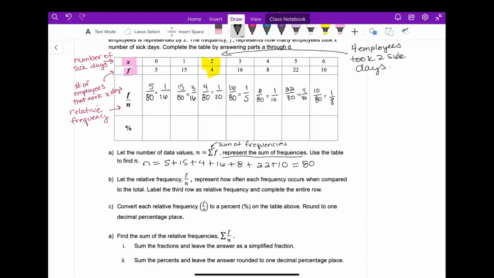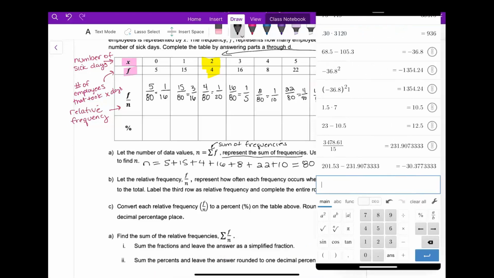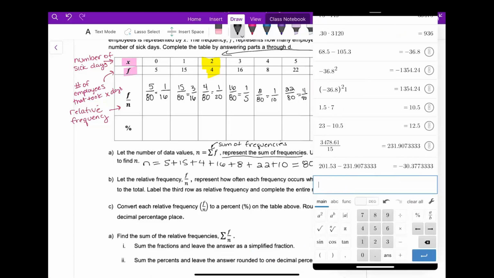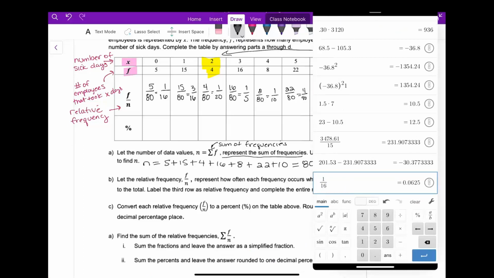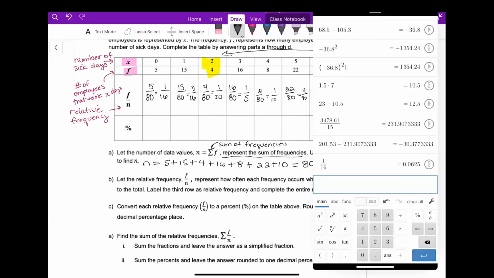Part C, convert each relative frequency to a percent. Round to 1 decimal percentage place. So we're going to take our 1/16 and we are going to use a calculator. So I have 1 divided by 16. Remember, we need to divide, and then we are going to convert to a percentage. So I'm going to take that value, and in a little bit you'll see me do it in one step. I'm going to take this value and multiply by 100. Or move the decimal places 2 places to the right, which is what I like doing.